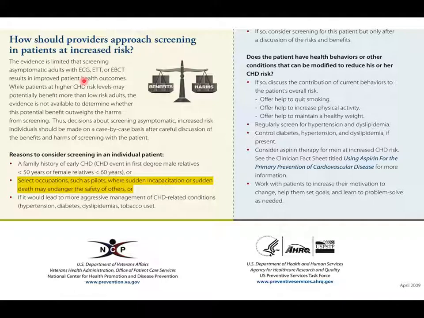You shouldn't screen with ECG, you shouldn't screen with stress tests, you shouldn't screen with SPECT, whatever, because essentially you will uncover a lot of disease and you'll treat too many people. That's kind of their position in a nutshell. It's a long report. But the downstream effect would be too many people get treated. And then, without any irony, this statement at the end of the report comes out, which is reasons to consider screening an individual patient, right? So a specific person, not a population. Select occupations such as pilots, where sudden incapacitation or sudden death may endanger the safety of others.